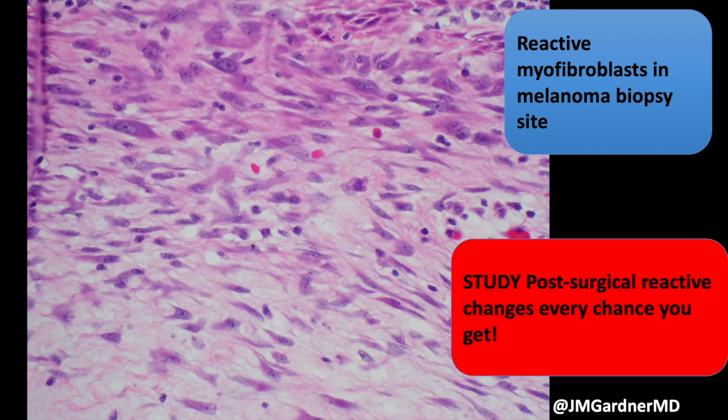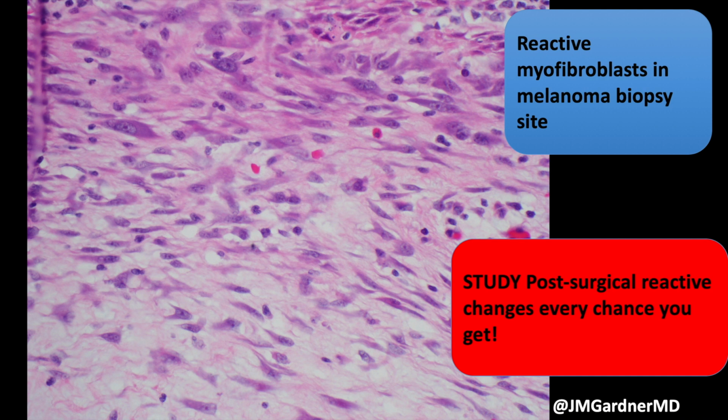Now here's an example of reactive myofibroblasts in the setting of a melanoma biopsy site. They can look kind of weird, right? The purplish amphophilic cytoplasm is a helpful clue for myofibroblasts. I have a couple of videos on my channel about how to tell myofibroblasts apart from other things. I really recommend for my trainees, and for everyone really who's trying to learn more soft tissue pathology, study post-surgical reactive changes every chance you can get to get an idea of how weird and wild reactive myofibroblasts can sometimes look.